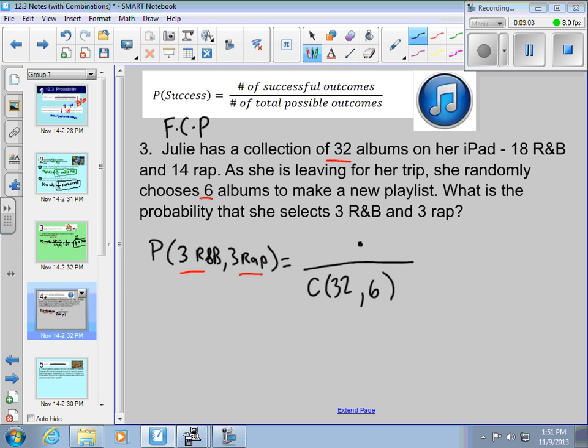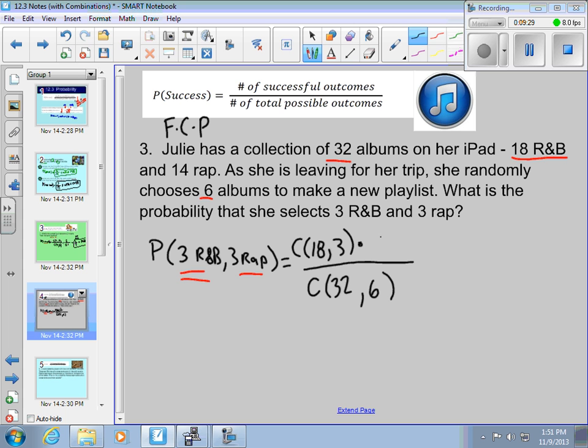Let's start with R&B. What's the number of ways she can choose R&B? Again, remembering order is not important, it's going to be combination again. How many total R&B albums does she have? 18. That's our total. How many is she choosing? Again, they said 3. So it would be 18, choose 3.